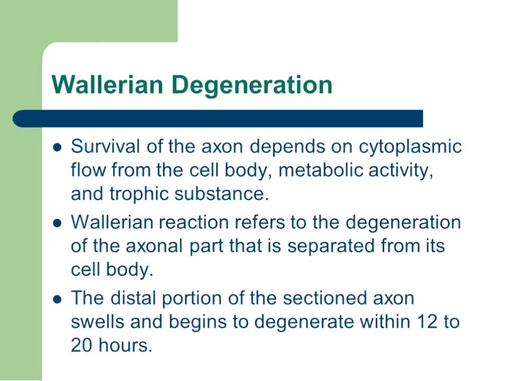Let's do this. The Wallerian degeneration. Wallerian degeneration occurs when the distal part of the axon itself, the part that separates that's closest to the postsynaptic area, occurs. Survival of the axon is going to depend on three things: metabolic activity, cytoplasmic flow, and trophic substance or nutrition. But what happens is that part of the axon that is separated from the cell body is going to actually begin to degenerate within 12 to 20 hours.